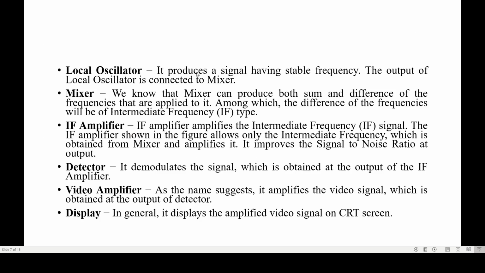It amplifies the weak RF signal which is received by the antenna. Then the local oscillator produces a signal having stable frequency. The output of the local oscillator is connected to the mixer. We know that a mixer can produce both the sum and the difference of the frequencies that are applied to it, among which the difference of the frequency will be the intermediate frequency.